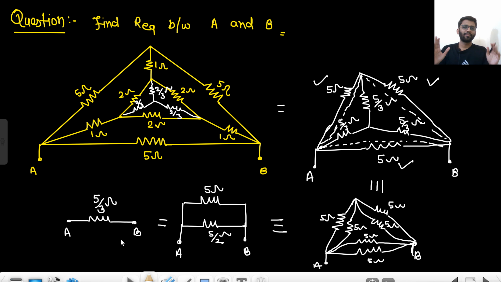Did you understand this problem? First we converted a delta to star, then a star to delta. Then all these came in parallel, then we made one resistance by considering all these resistances, and then considering these two we made one resistance. Now both of them come in parallel, so by parallel connection, 5 and 5 by 2 give 5 by 3 ohm. So that is the answer. Okay, in a similar way we will solve many problems.